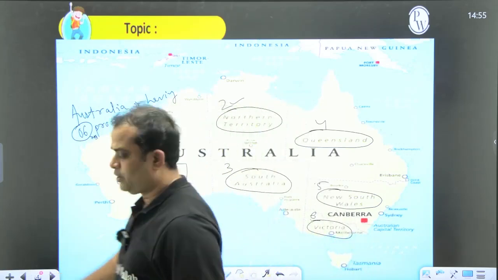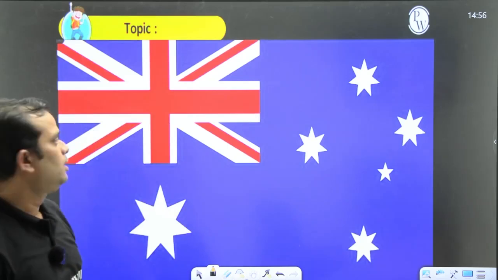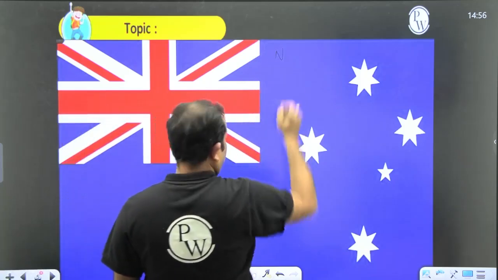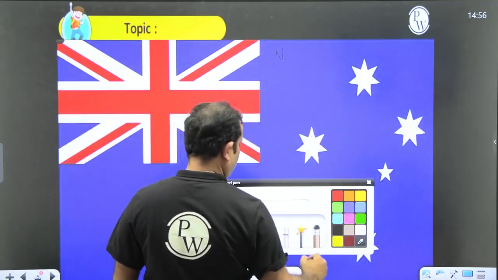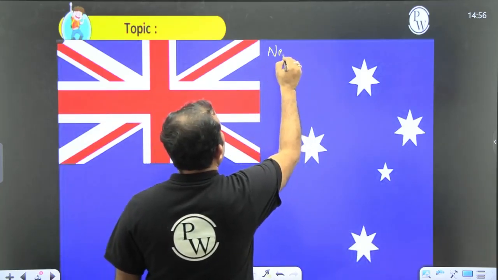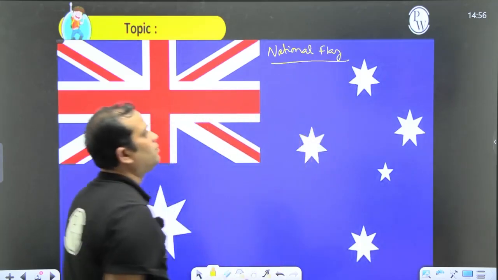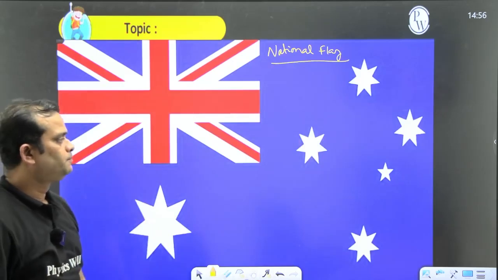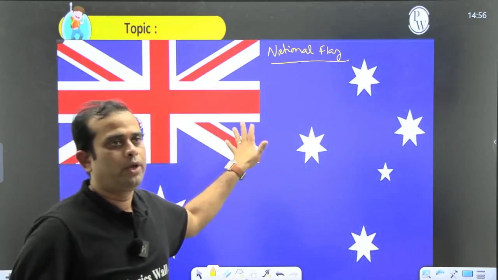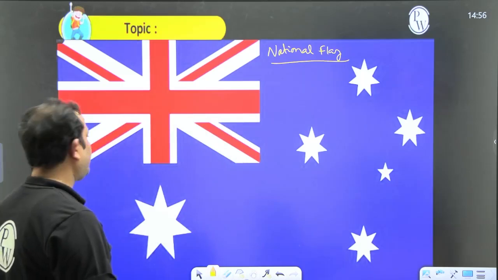Next we'll go further. This is the national flag of Australia. Let's see, this is the national flag of Australia. This has more resemblance with your UK, Britain, Great Britain. Rather, UK, United Kingdom.